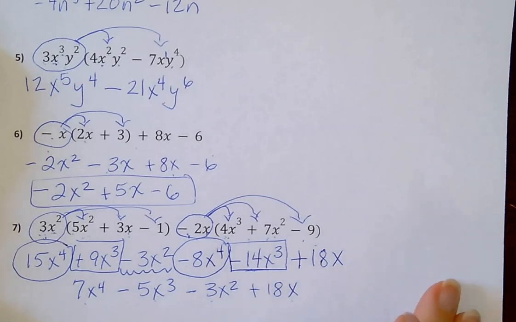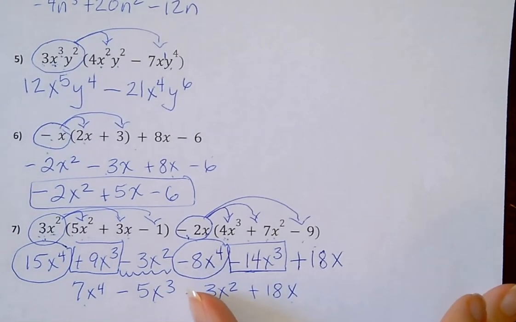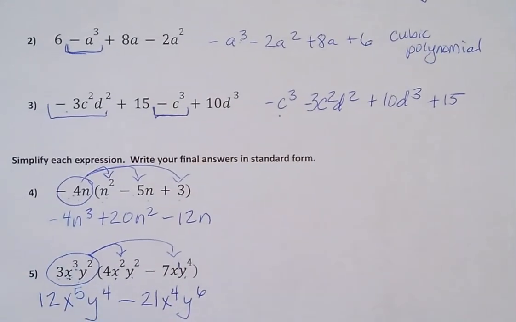Great, okay, so now you can take a look at our notes for Unit 7, Day 2. We're going to be multiplying polynomials, so not just a monomial times a binomial, but sometimes a binomial times a binomial, and sometimes a binomial times a trinomial.